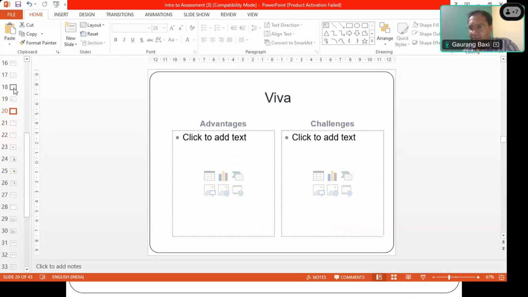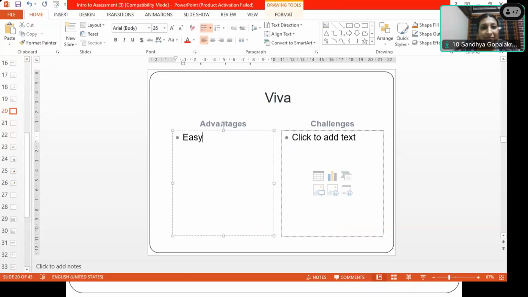Vivas, advantages quickly. Sir, it is easy to conduct. Okay, easy, can be taken anytime, anywhere. No preparation. What do you mean by easy? Easy in the sense, sir, from our cognitive domain, we can ask questions, sir. We don't have to sit and prepare. So no prior preparation, I think that is what you were trying to say. Yes, sir.